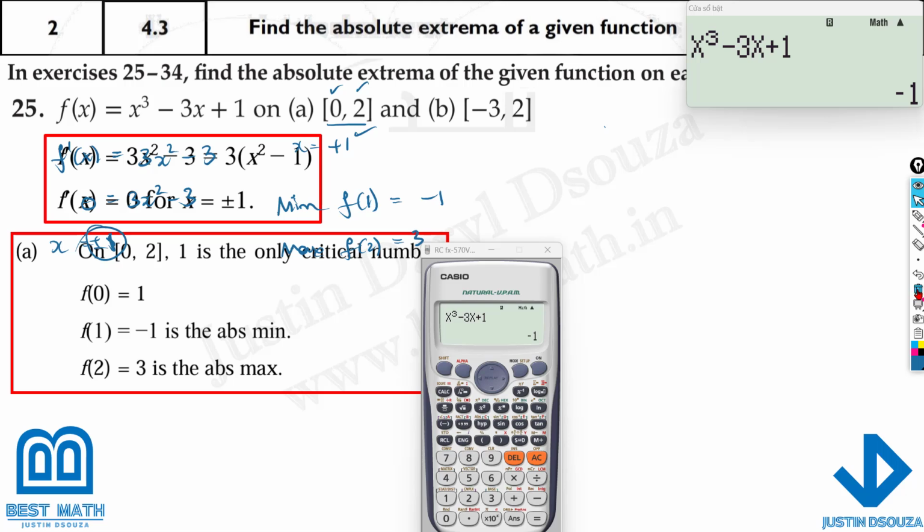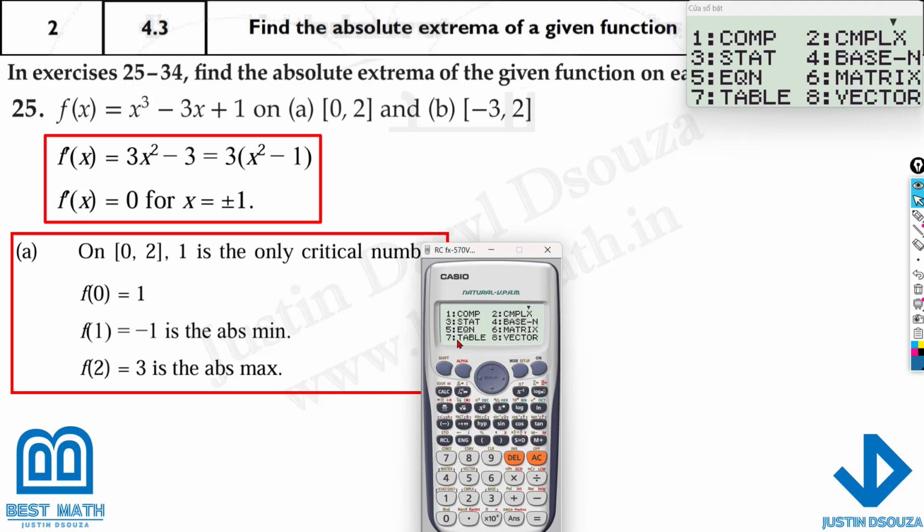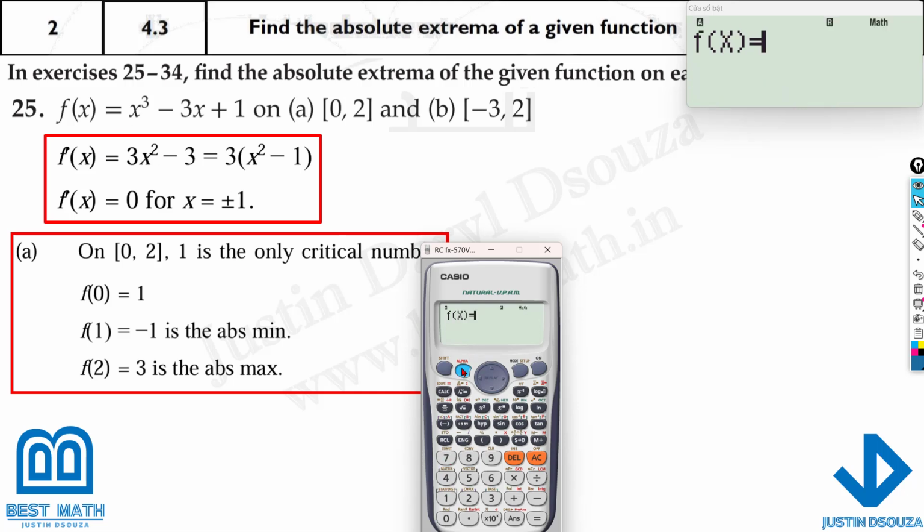Now then, what is the other method? You can do the same thing here, but before going over there, let us go to mode. You can see the table, right? The table gives you the x and y values of any equation. So let us press mode 7 and type this equation: x power 3 minus 3x plus 1. And now press equal to. You may not get this option. Even if you get this, just press equal to.